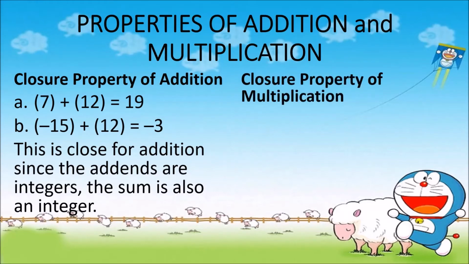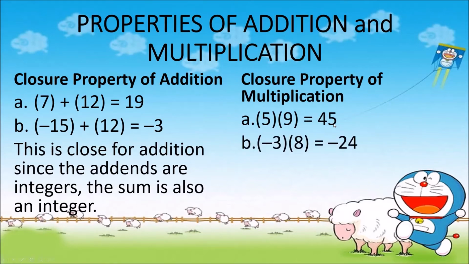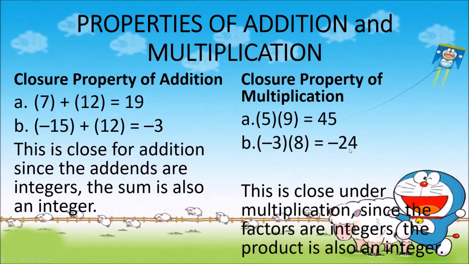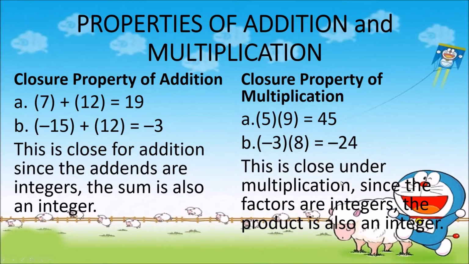Closure property of multiplication. Example, positive 5 times positive 9 is equal to positive 45. Another example of closure property of multiplication is negative 3 times positive 8. The signs are not the same. So negative times positive is negative, and 3 times 8 is 24. Therefore, the final product is negative 24. So this is closed under multiplication. Since the factors are integers, the product is also an integer.